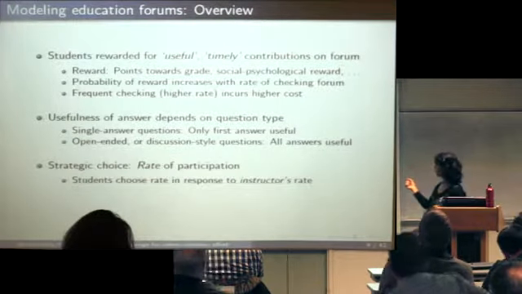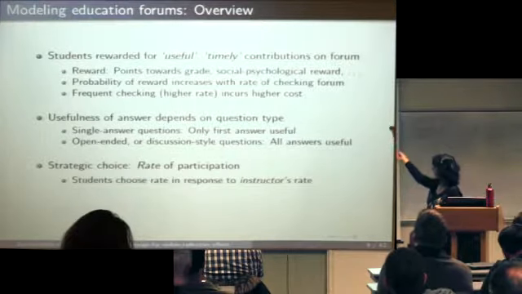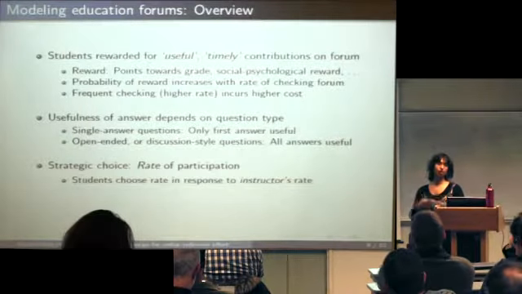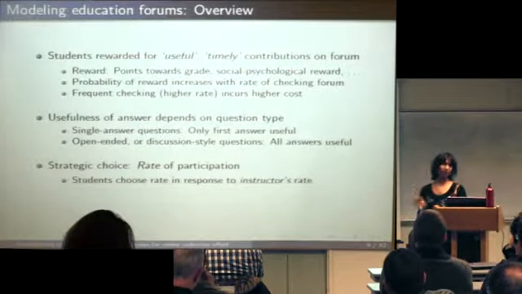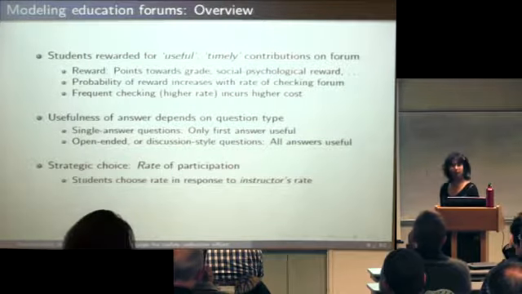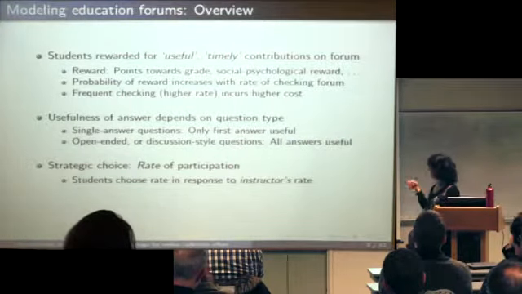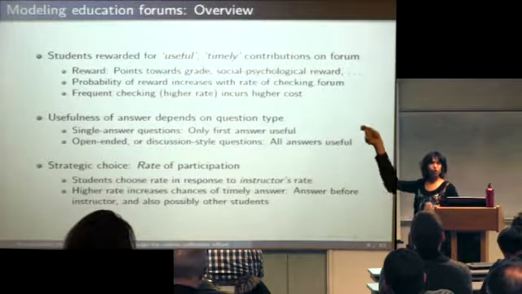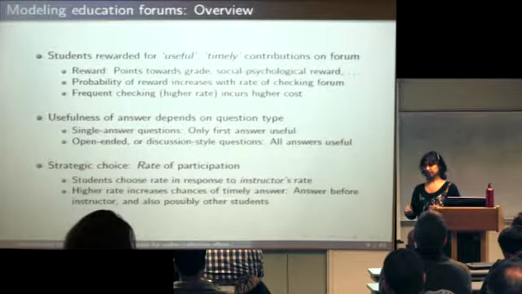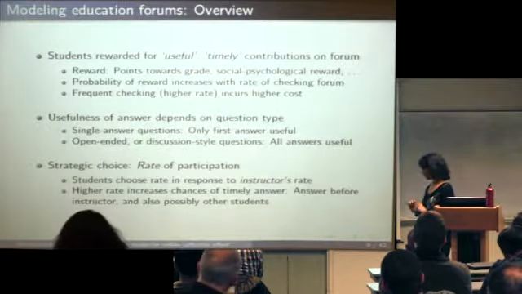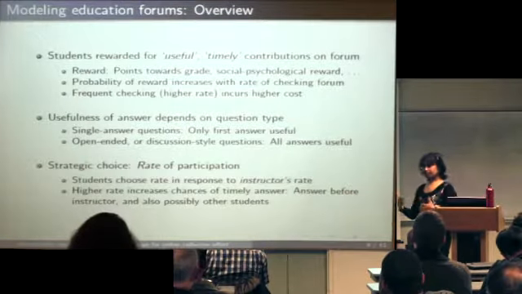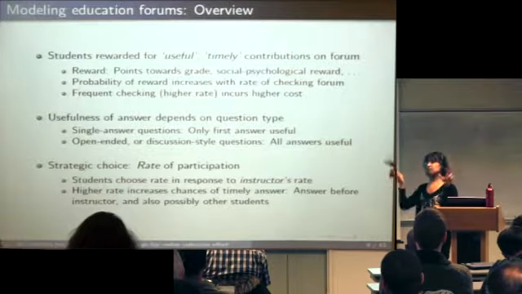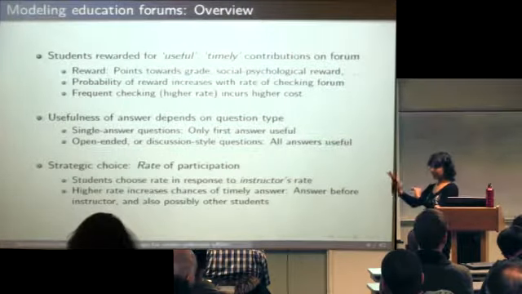The strategic choice is going to be the rate of participation, and like we said, the probability of getting a reward increases with the rate, so the benefit increases with rate, but cost also increases with rate, and this is the only thing that's going to set up a trade-off. The students are going to choose the rate in response to the instructor's rate, and this is where the timely part comes in. So if you supply a useful answer before the instructor comes in, you've been timely, otherwise you've not. So depending on what rate the instructor chooses, the students are going to choose some rate to maximize their overall payoff between getting in time and their cost.